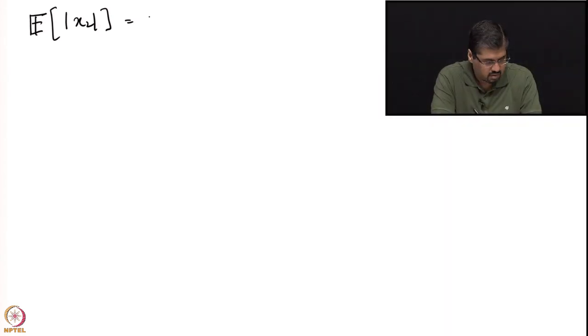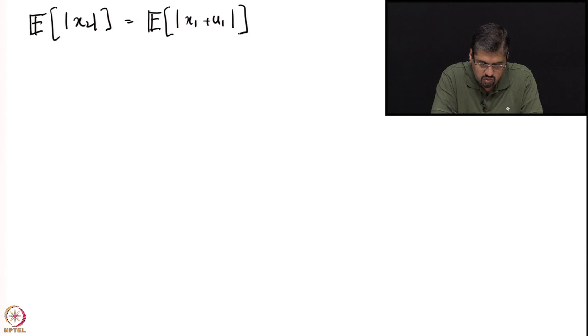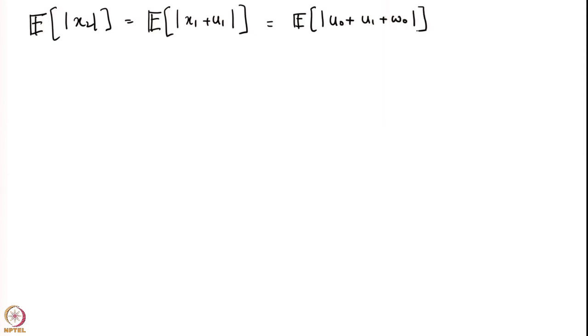Our problem is to minimize the expected absolute value of x2. Let me write that in terms of what we know. x2 is just x1 plus u1, and x1 itself is u0 plus w0. So what we get is u0 plus u1 plus w0. Now, w0 can take two possible values, plus 1 or minus 1, each with probability half. So this expectation evaluates to half times the absolute value of u0 plus u1 plus 1, plus another half times the absolute value of u0 plus u1 minus 1.